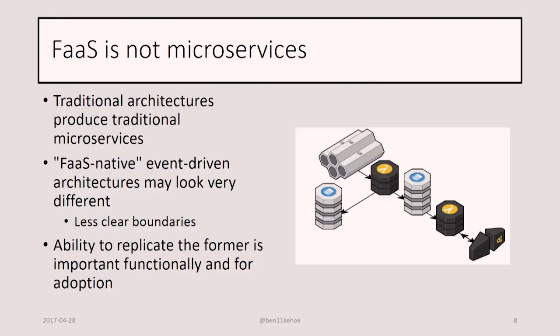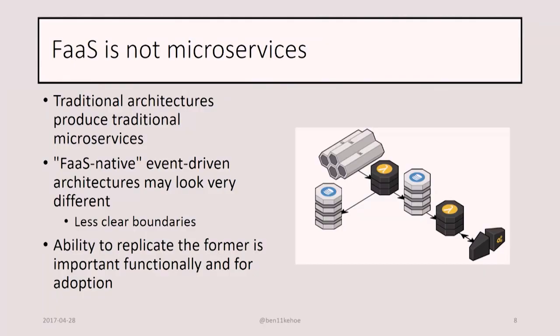So continuing on this, right, traditional architectures produce traditional microservices, just as a definition. And when you really go functions as a service native, you get these event-driven architectures. This is an image from Hello Retail from Nordstrom. And it may look very different, right? There's a lot of, let's have an event log, and we'll drive it off of that because that makes a lot of sense when Lambda can trigger off events.